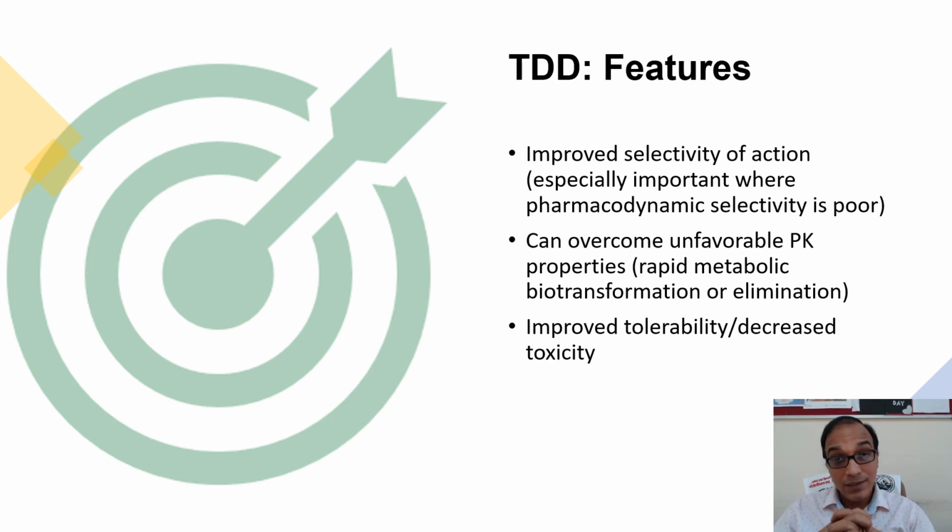Improved selectivity of action is there with targeted drug delivery. Especially, it is important where the pharmacodynamic selectivity is poor. You can overcome unfavorable pharmacokinetic properties like rapid metabolic biotransformation or elimination or first pass metabolism with the help of targeted drug delivery. Now, the drug is not going to the systemic circulation and won't be affected by the first pass metabolism. Okay. And there will be improved tolerability and decreased toxicity when we are delivering drug in the form of targeted drug delivery system.